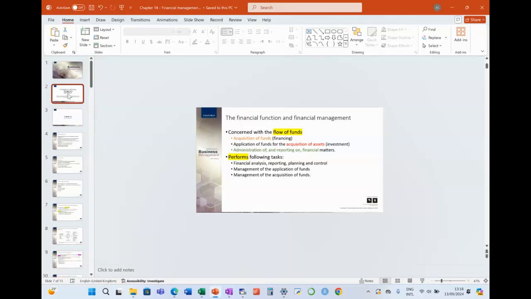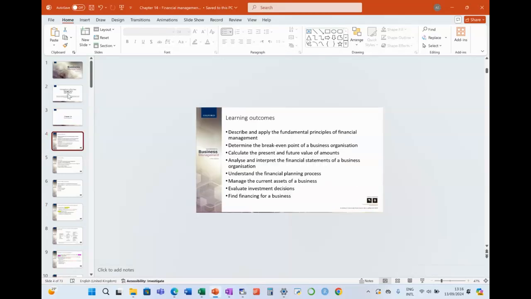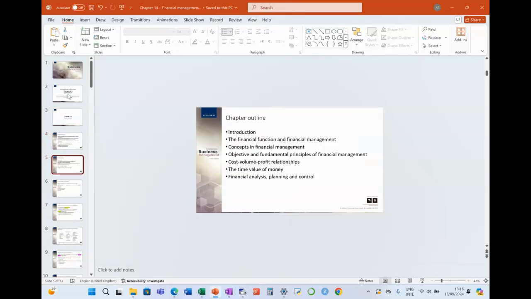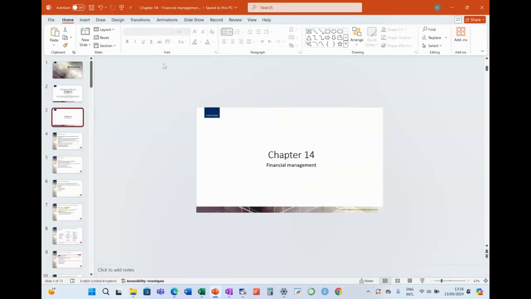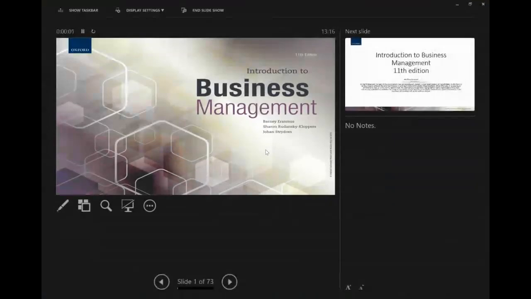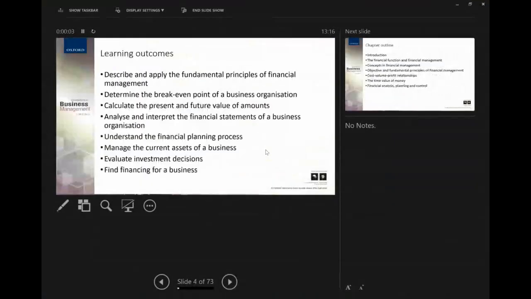Today we are starting with learning unit 4. Here you can see some of the outcomes. We're not going to finish with this today.